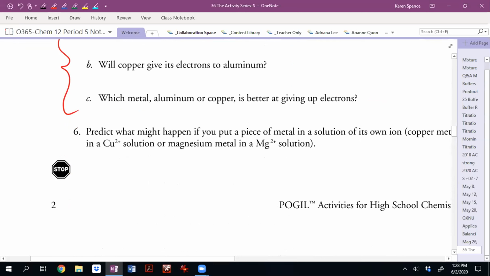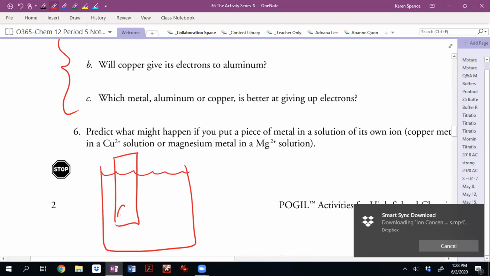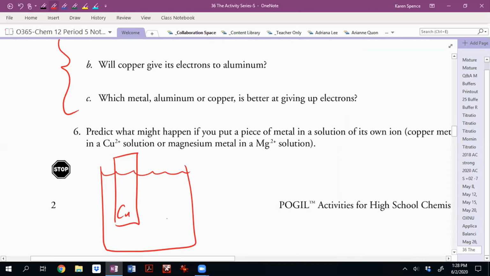Predict what might happen if you put a piece of metal in a solution of its own ion. So let's say we put copper metal in Cu2+. Do you think there would be a reaction? Do you think there would be a reaction if we put copper into a solution of copper 2+? No, because really, not much is going to happen there, right? There's copper 2+, the electrons don't really care, okay?